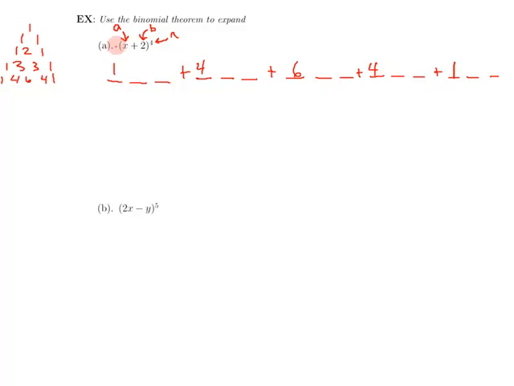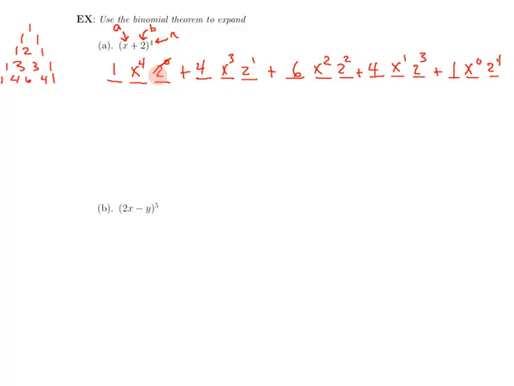Now take the a's. I'm going to start with a and raise it to the highest power, that is the fourth. So I'm going to have x to the fourth, x to the third, x to the second, x to the first, and x to the 0. Then I'm going to take the 2, which is b, and raise it to increasing power. So 2 to the 0, 2 to the first, 2 to the second, 2 to the third, and 2 to the fourth. Now I've got to simplify each term.